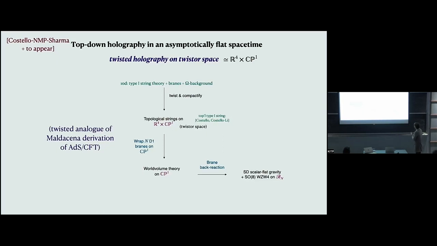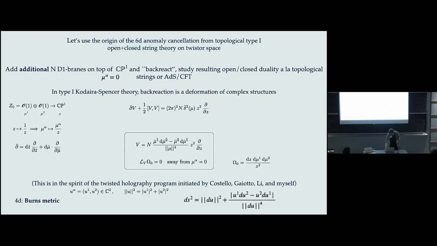And at the end of the day, it turns out that where we started life in Euclidean, 4-dimensional flat Euclidean space, if we incorporate the brane back reaction, we find our WZW model plus our scalar flat gravity theory living on what's called Burns space. So it's a particular asymptotically flat manifold that just results from this back reaction computation that you just have to do. In the context of the topological string, back reaction really means a deformation of complex structures.